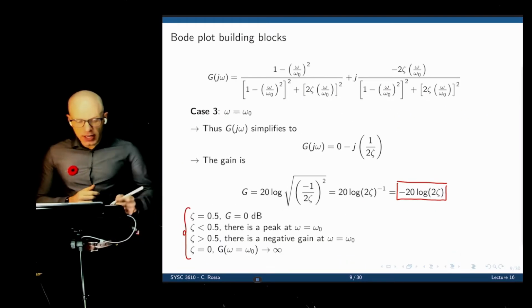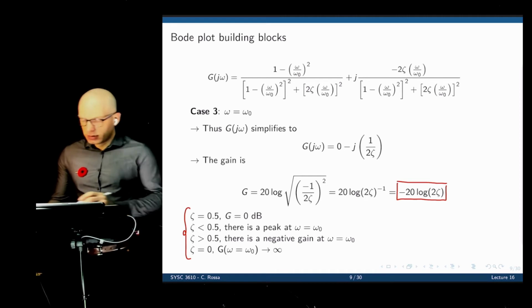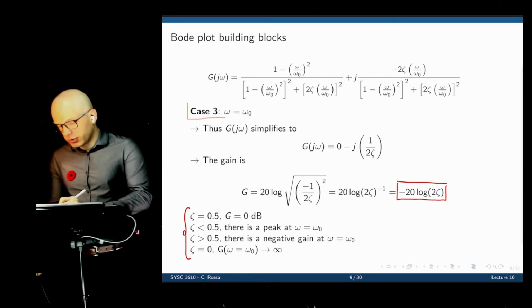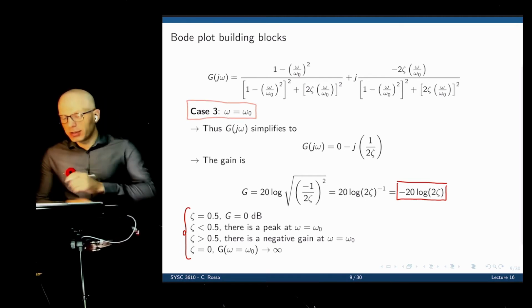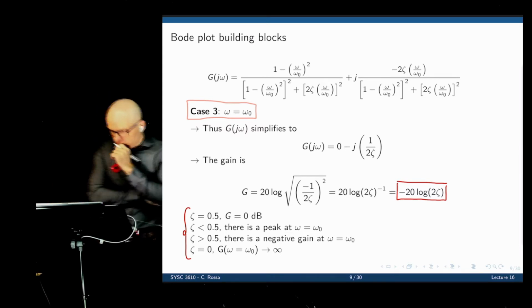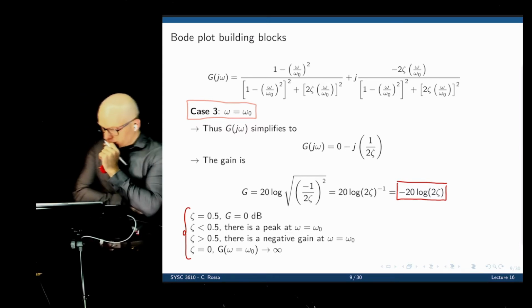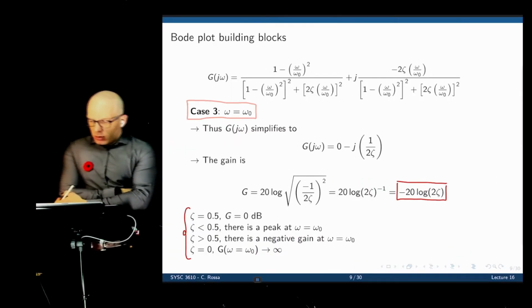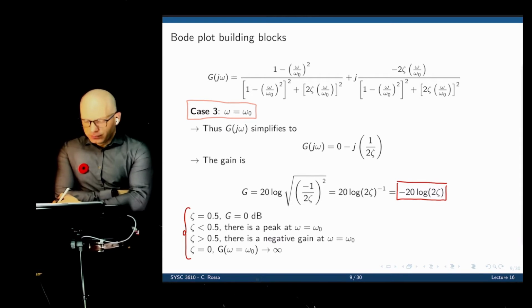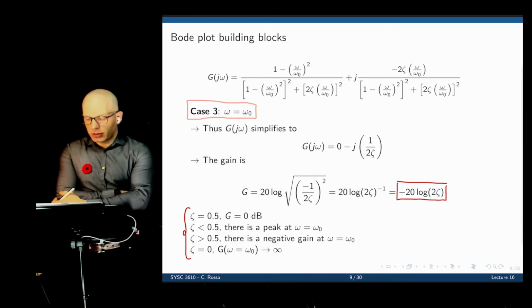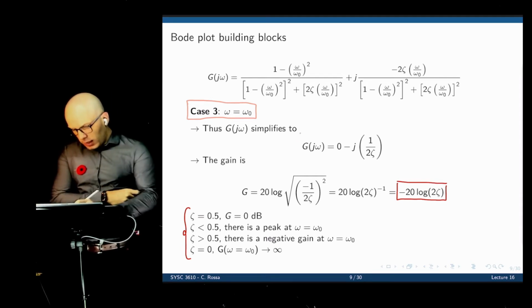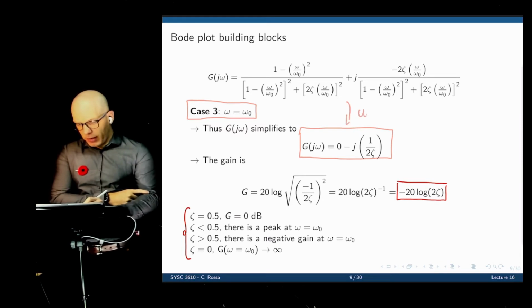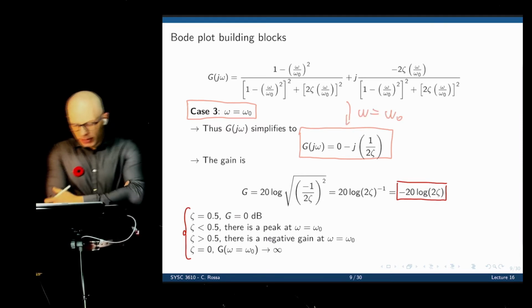We still have this third case, and here is the only difference compared to two poles at the origin, two real poles. The third case is when we are precisely at the cutoff frequency, omega equals omega 0, and you can now simplify the entire transfer function by just applying that condition. Under that condition, this is what we get. This is a simplification, assuming omega equals omega 0.